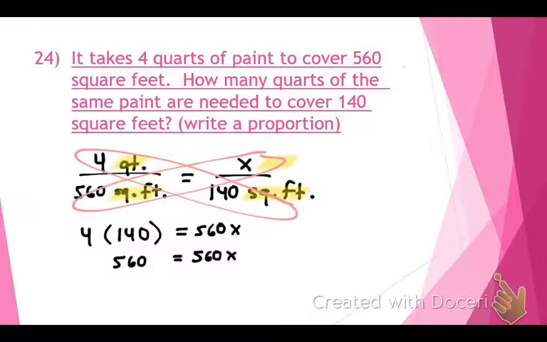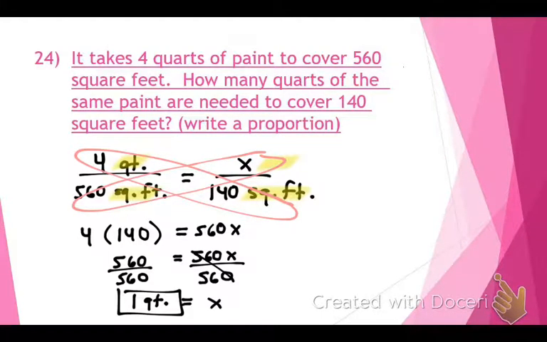Okay, and now our goal is to get that x by itself, so what do we have to do? Divide 560 on both sides. Divide 560 on both sides, and what do you get? 1/4. You get 1/4, okay? Great job telling me what the units are also.